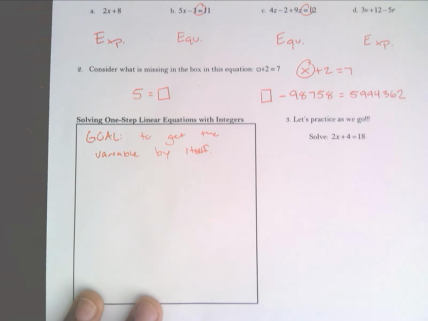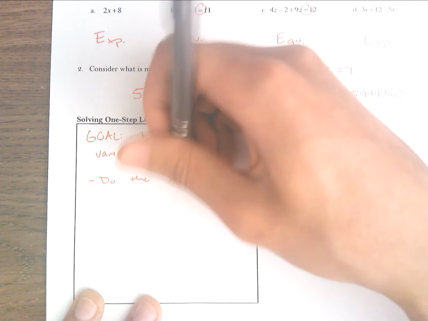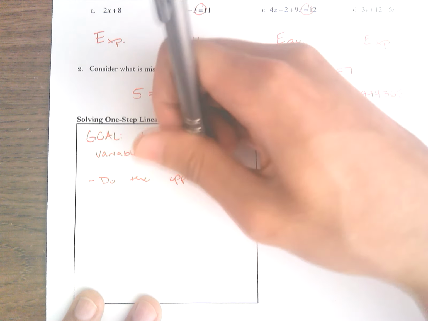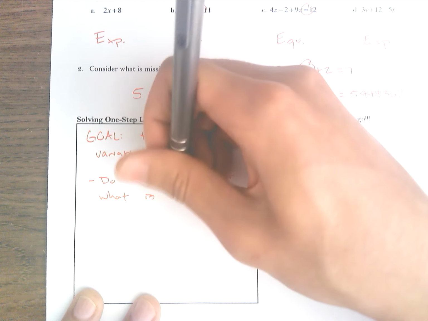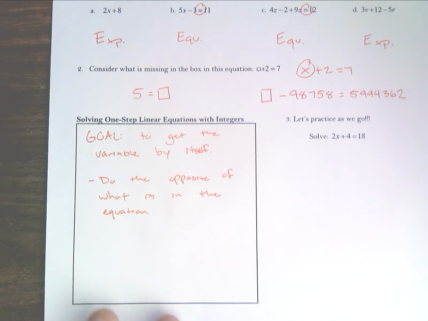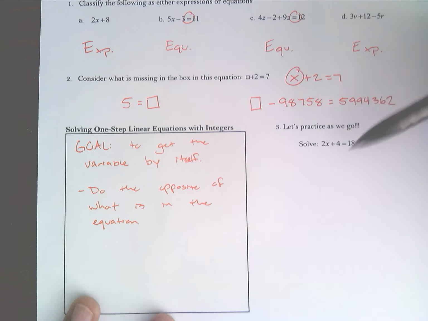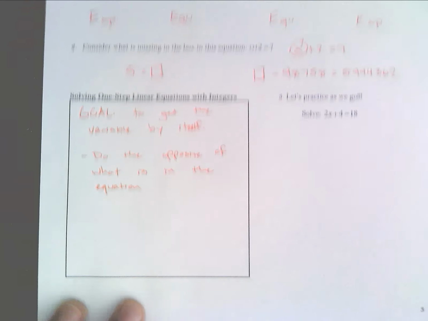In order to get it by itself, we have to do the opposite of what is in the equation. So do the opposite of what is in the equation. So what do I mean by that? If we have, say, a plus 4 in the equation, we want to do the opposite. We want to do a minus 4. If we have a times 10, we want to do the opposite. We want to do divided by 10. So how do we know what operations to do and in what order?